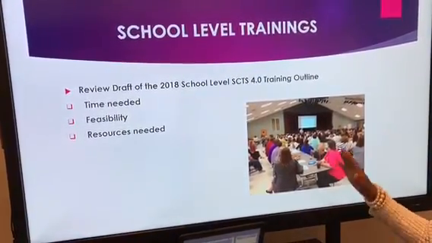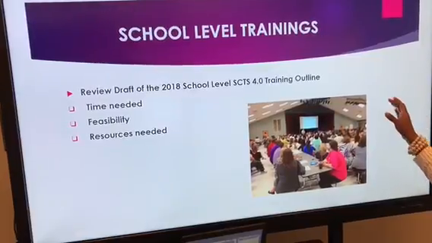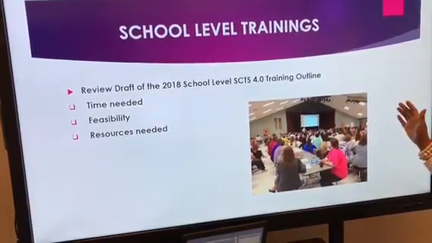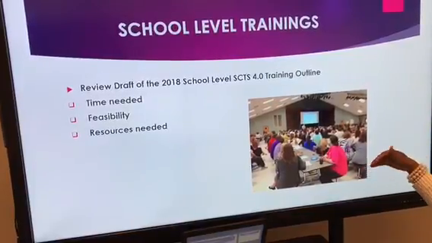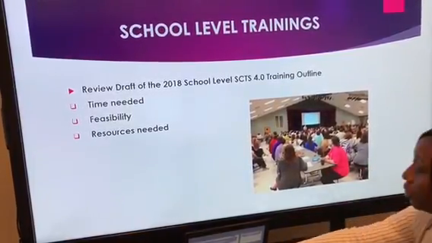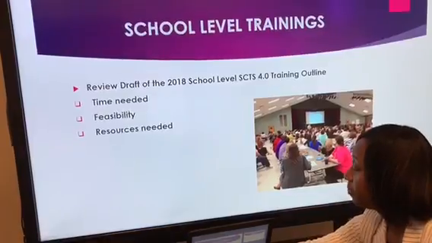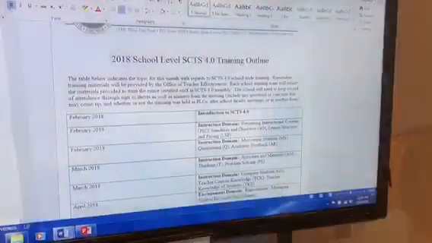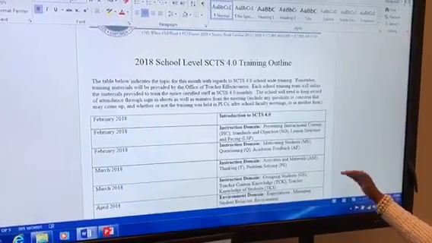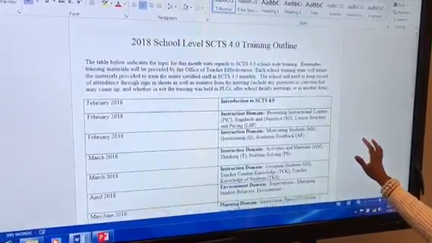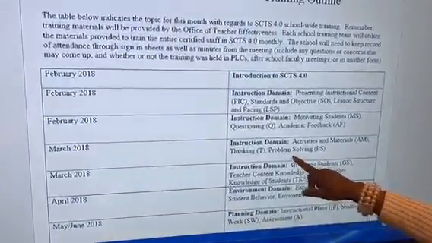Here, we have a draft of the 2018 school level South Carolina Teacher Standards 4.0 training outline. I want to talk a little bit about time needed, feasibility, and then the resources needed, and I want to bring that up for you. All right, here we have our training outline that's, of course, again, a suggested timeline. It will indicate the topics for the month.